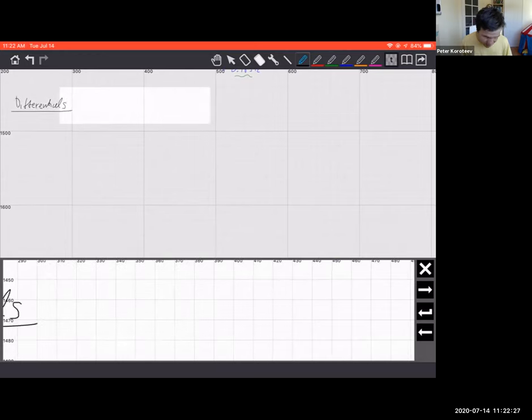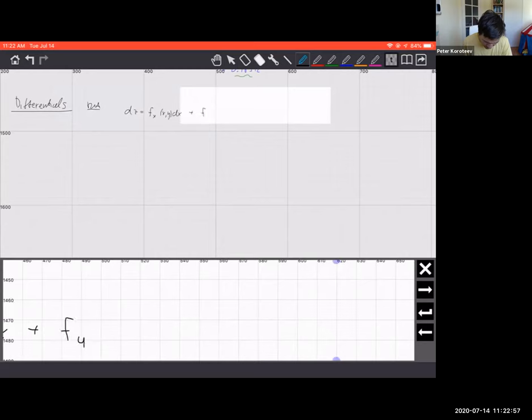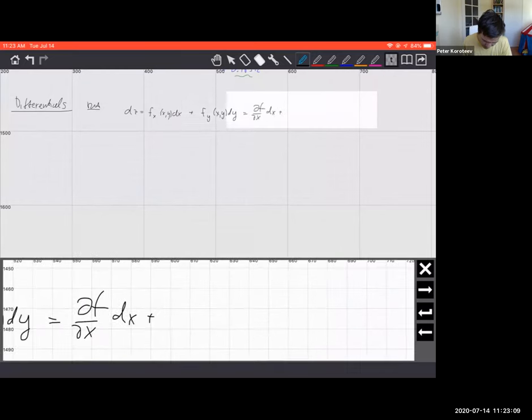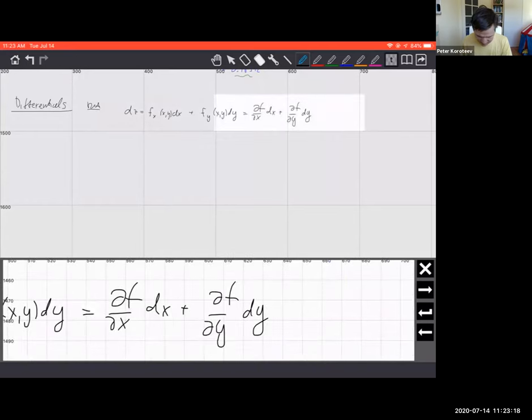So, differentials of functions of many variables. Definition. Assume that the function f is differentiable and it has partial derivatives at a given point, then dz is equal to f prime x of x, y, dx plus f prime y of x, y, dy. Or you can write it in standard notation: df over dx, dx plus df over dy, dy. So if you wish, that's like the linearization, the equation for the tangent plane at the point, only written in terms of differentials.